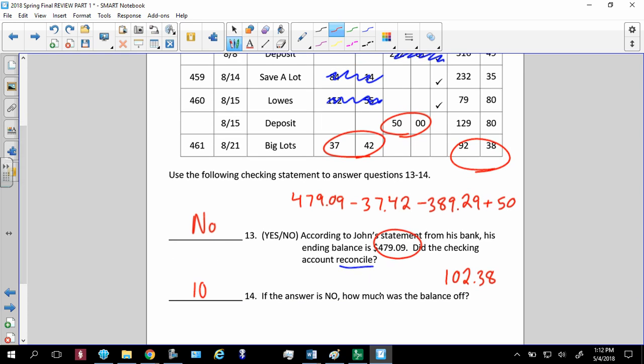So if the answer is no, how much was the balance off? Well, it should have been $92. It ended up being $102. There you go, a $10 difference.